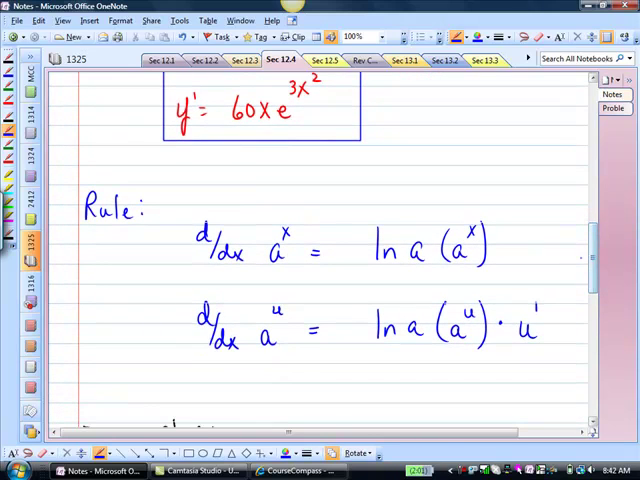Then we get two more rules. And these are the four that we get for this section. We had e to the x. This is a to the x.